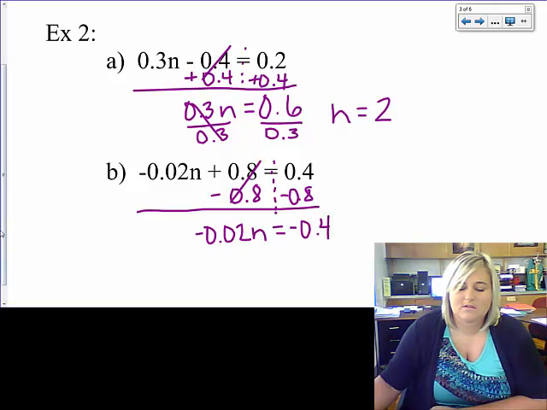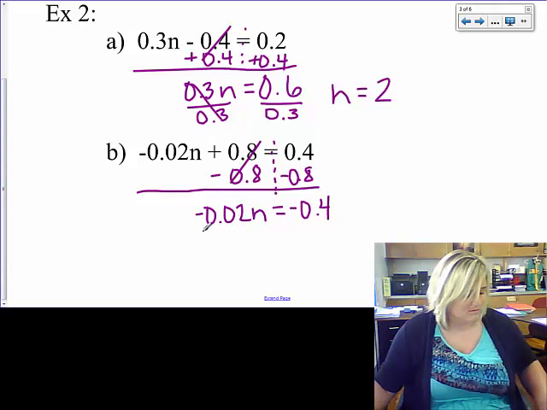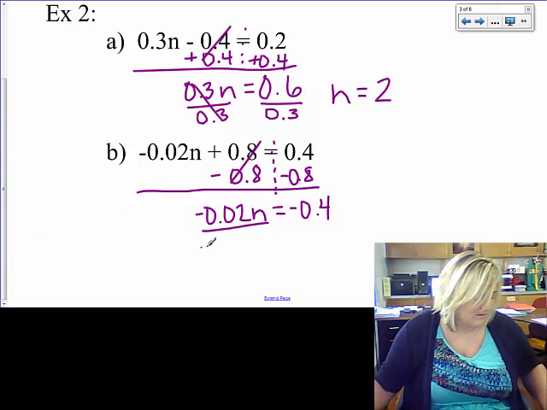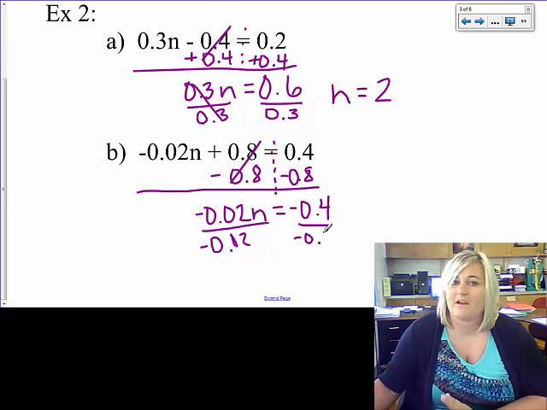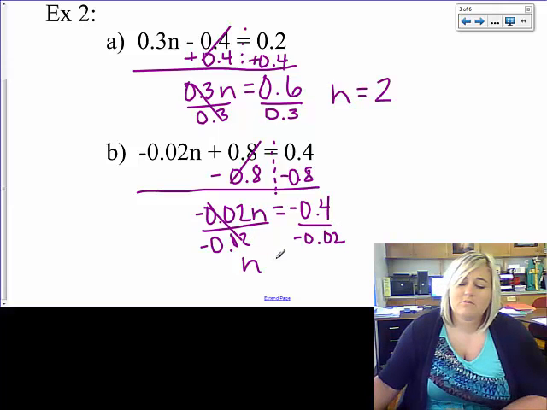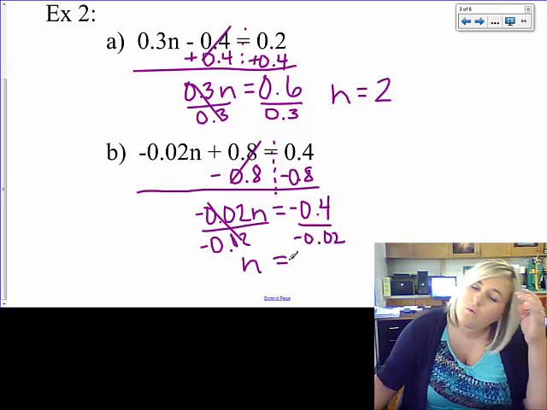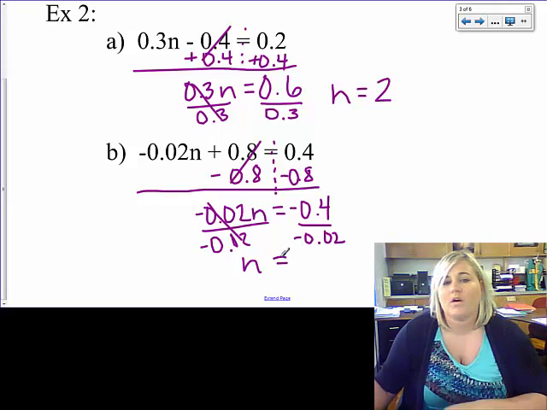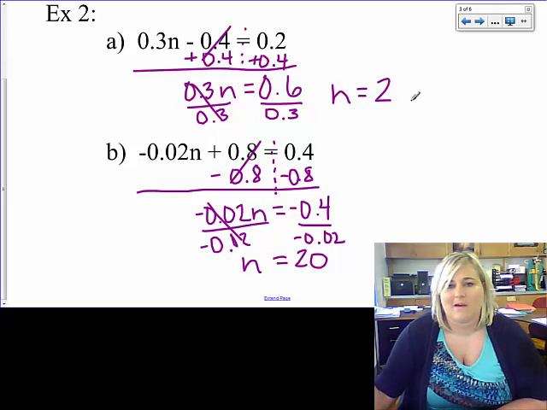So now what I need to do is get n by itself. And these are being multiplied, so the opposite would be to divide, and I have to take that negative with it. So I'm going to show that. What I do to one side, I must do the exact same thing to the other. So these will cancel, leaving me with n equals negative 4 tenths divided by negative 2 hundredths, and that gives me n equals 20. Final answer.